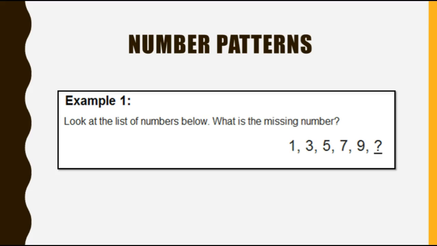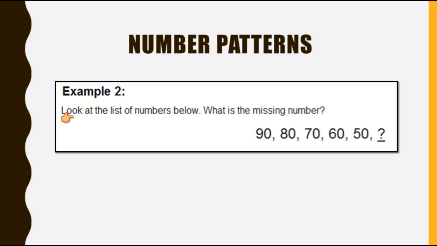1 plus 2 would be 3. 3 plus 2 would be 5. 5 plus 2 is 7. Yep, that's the rule. You want to try it out for a few of them to make sure you are correct. Okay, so 9 plus 2, that tells me that this next number is 11. That was our missing number.